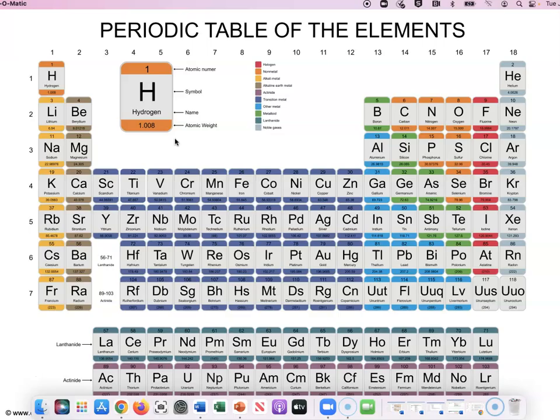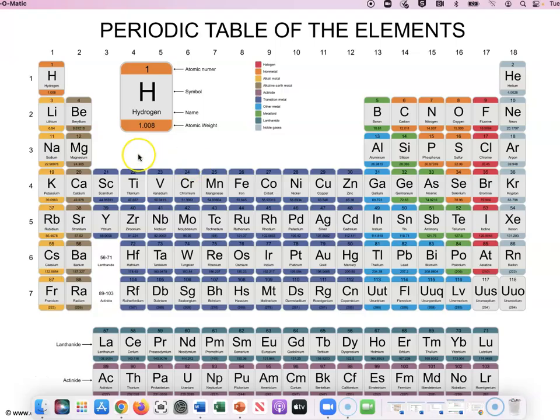What I want to point out here is that every element has an atomic number. For example, hydrogen's atomic number is 1, because it only has 1 proton. It doesn't have any neutrons, and it also has 1 electron, and we'll get to that in a second. You'll also see the atomic weight, which is basically the mass. We think of things in terms of pounds and ounces, but atomic weight has to do with the number of protons and neutrons that an element has. We'll get into that in a little bit.